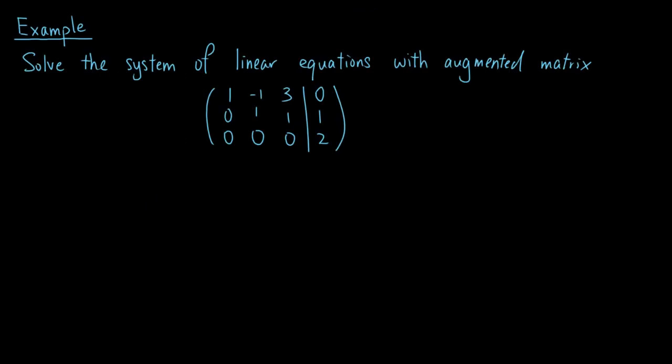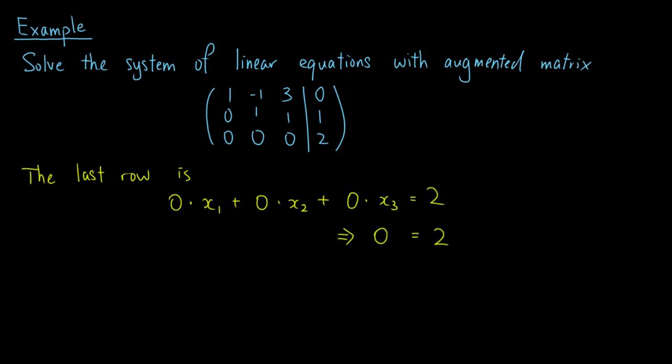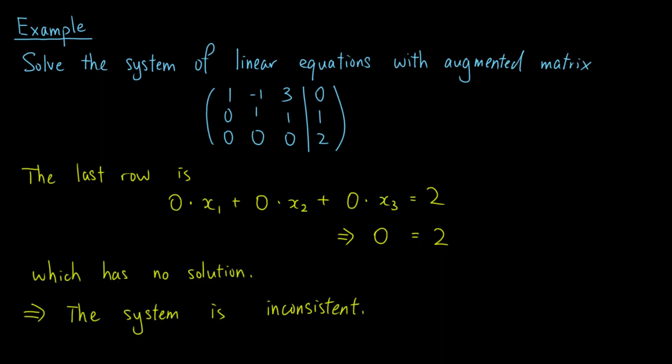Let's look at a simple example to get used to reading systems in the form of augmented matrices. For this particular augmented matrix, we observe that the last row means that 0 times x1 plus 0 times x2 plus 0 times x3 equals 2. In other words, 0 equals 2, and it is clearly a contradiction. So this means that the system has no solution, and so it is inconsistent.